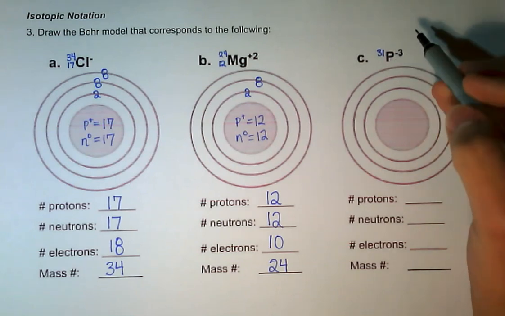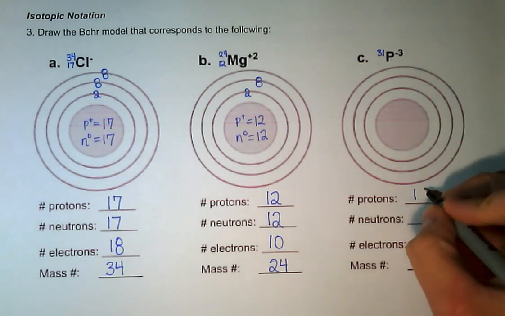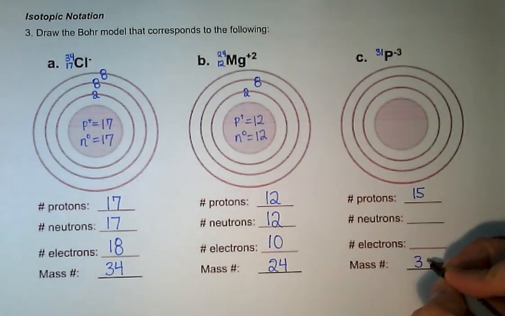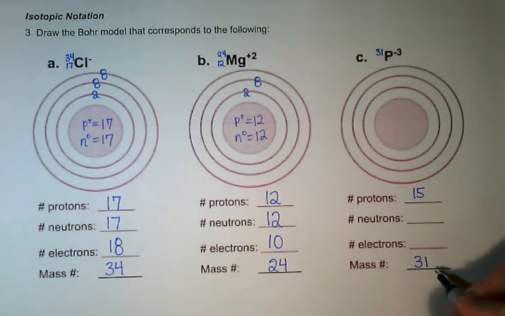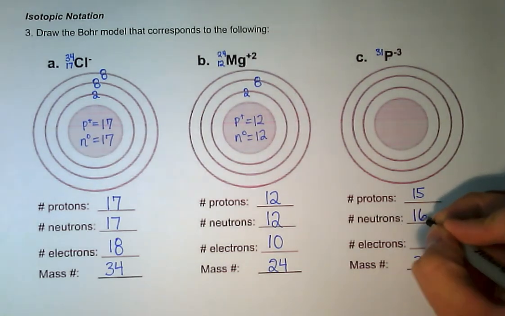So phosphorus, I found in my periodic table, and it has atomic number 15. So that means there's 15 protons. Our mass number is 31. And then we can figure out neutrons by doing 31 minus 15, which leaves us with 16 neutrons.